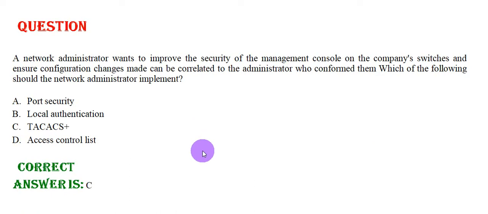A network administrator wants to improve the security of the management console on the company's switches and ensure configuration changes made can be correlated to the administrator who committed them. Which of the following should the network administrator implement? Option A, port security. Option B, local authentication. Option C, TACACS+. Option D, access control list. The correct answer is option C.